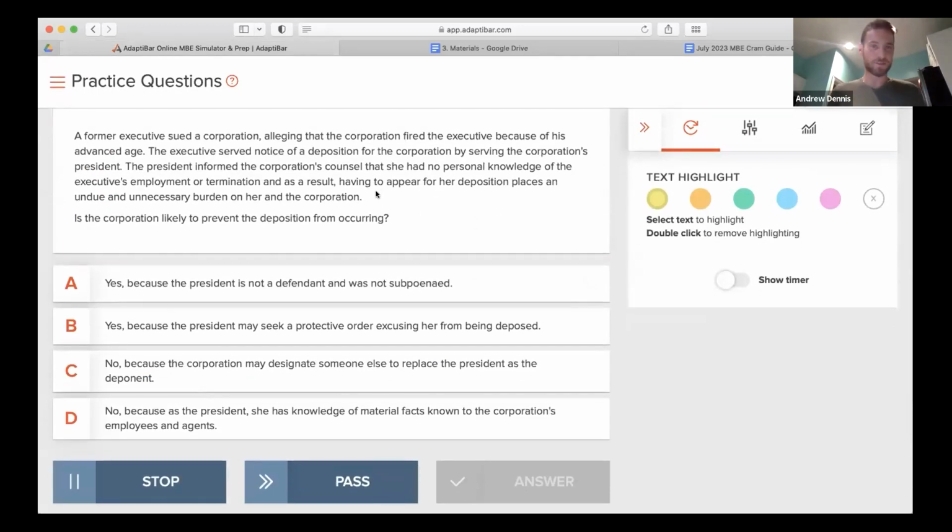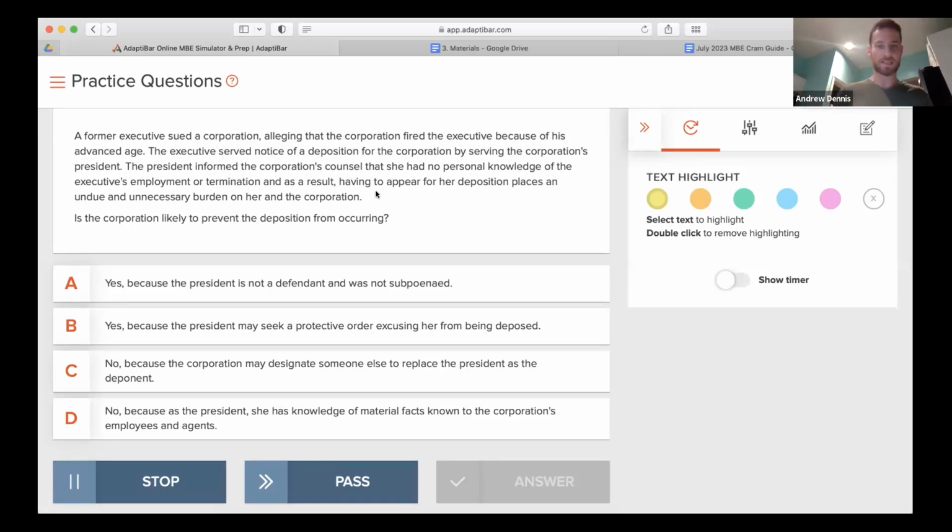A former executive sued a corporation alleging that the corporation fired the executive because of his advanced age. The executive served notice of a deposition for the corporation by serving the corporation's president. The president informed the corporation's counsel that she had no personal knowledge of the executive's employment or termination. As a result, having to appear for deposition places an undue and unnecessary burden on her and the corporation. Is the corporation likely to prevent the deposition from occurring?